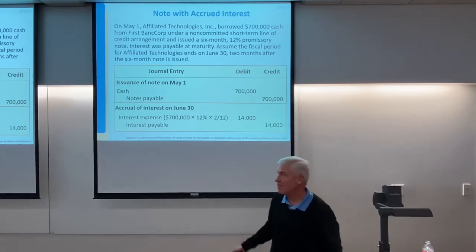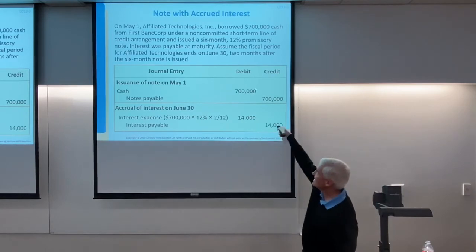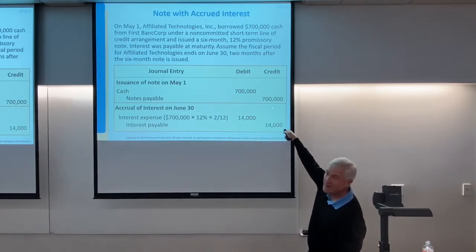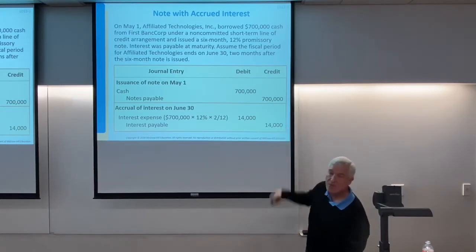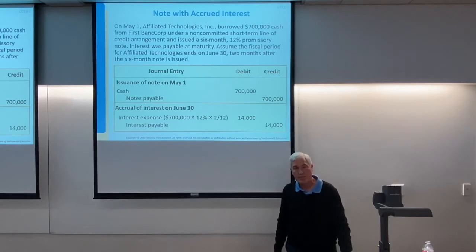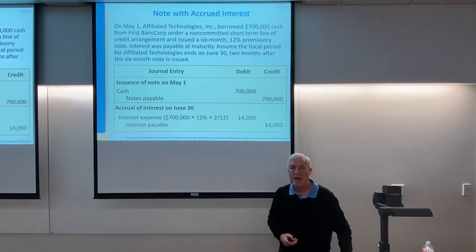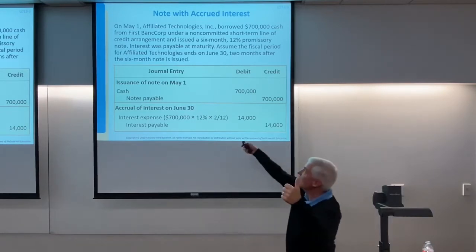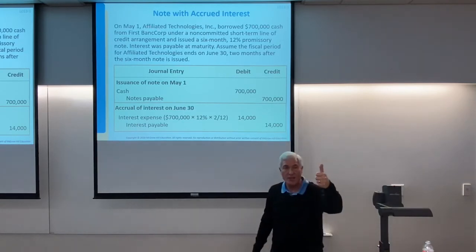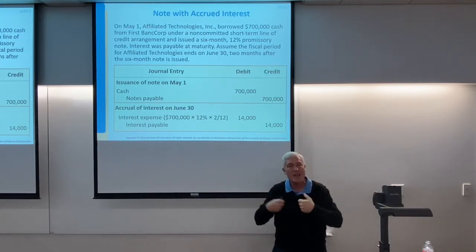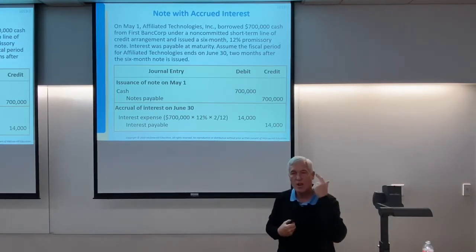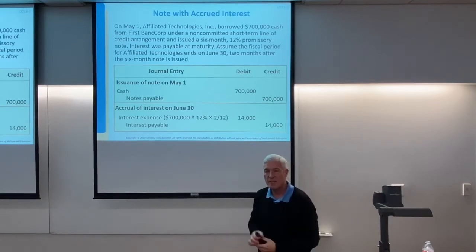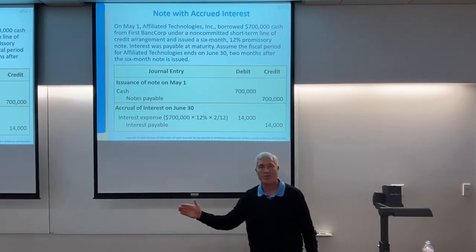However, here's a problem. We'll do the first entry first: $700,000 in cash, credit notes payable. Here's the problem. We're going to cross over the end of a fiscal accounting period, June 30th, and we're going to create financial statements as of June 30th. Well, what happened here? On May 1st, we borrowed $700,000. Every day that note is outstanding, we're accruing interest expense. And so we have May and June, 2 months that we have interest expense that will not be paid until November 1st.